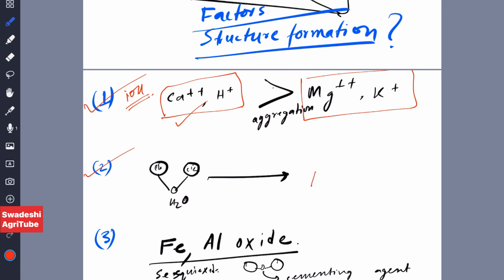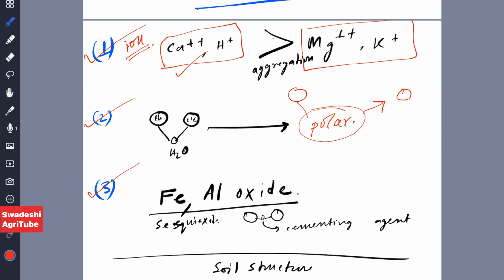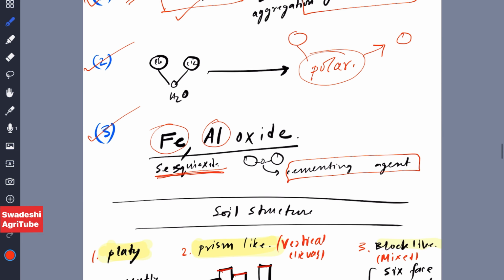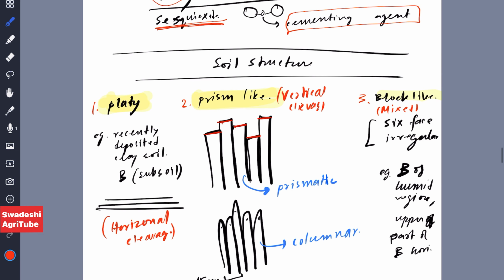Another important point is the water. We know water is a polar agent, has the maximum polar power, and that means it can help bind two particles. Okay, so the second important point is the water. The third important point is aluminium and iron oxide. Those are called sesquioxides. These sesquioxides actually play an important role as a cementing agent. That's why they are helpful in forming soil structure.